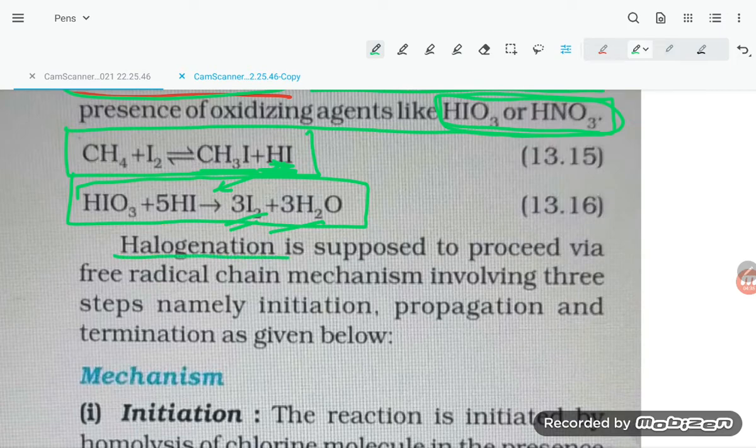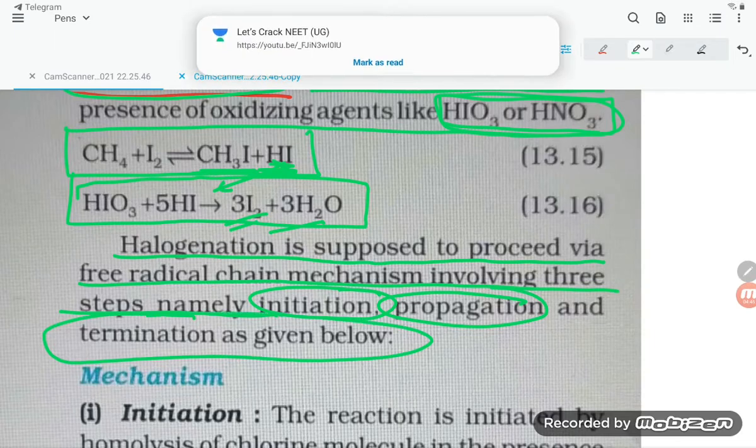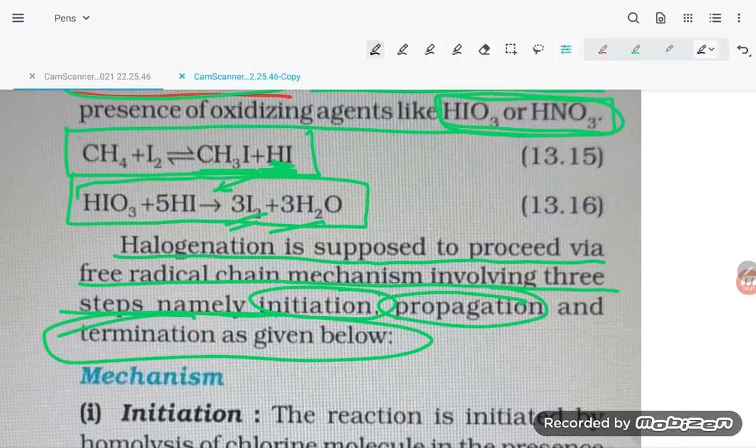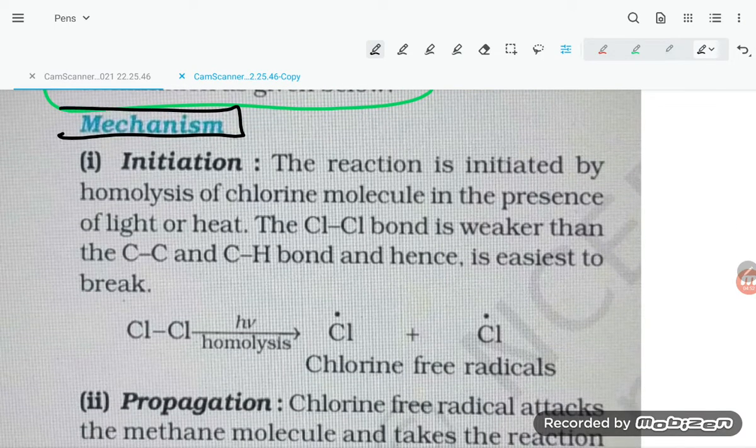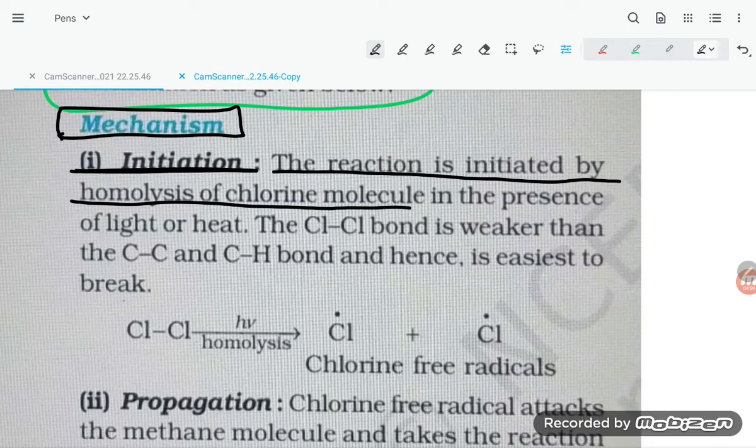Halogenation is supposed to proceed via a free radical chain mechanism involving 3 steps, namely the initiation step, then the propagation step, and lastly the chain termination step, students. So this is the free radical mechanism involving 3 steps. Let us see the mechanism. The first step is initiation. The reaction is initiated by homolysis of chlorine molecules in the presence of light or heat.